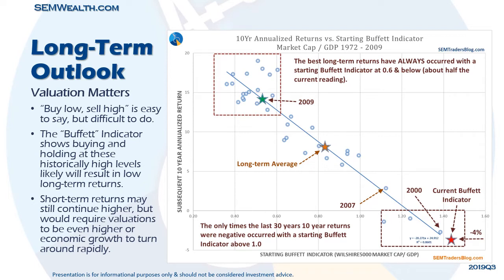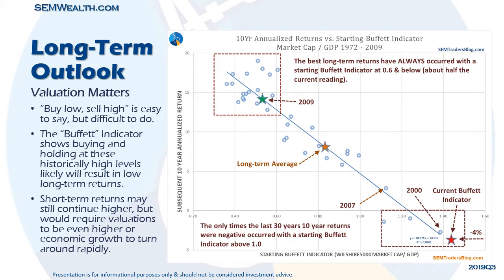And if you look at it, the best opportunities have come when the stock market value was well below that of GDP. I put a green star there of 2009. Would have been a great buying opportunity. That's how you get those almost 15% annualized returns.